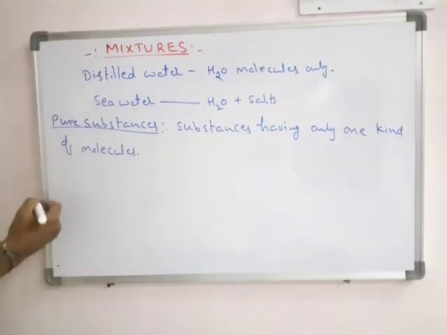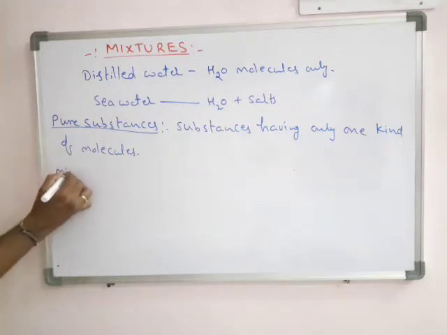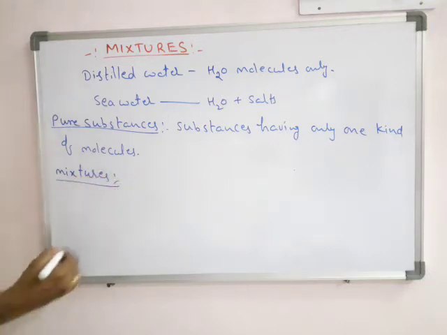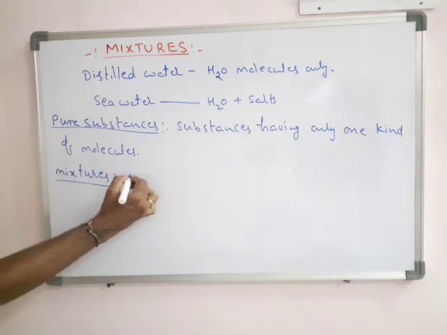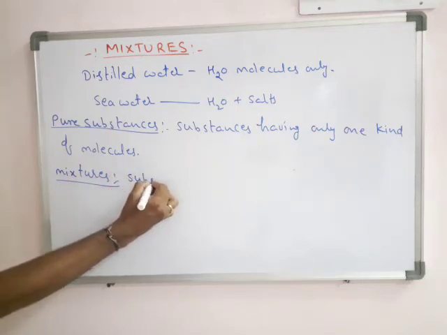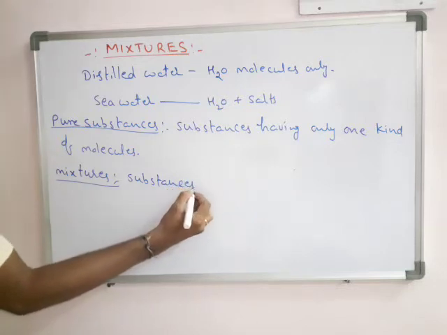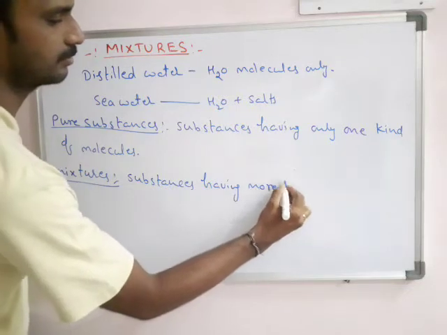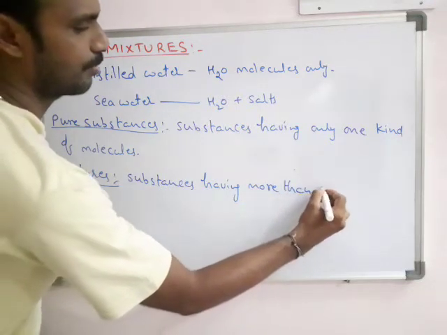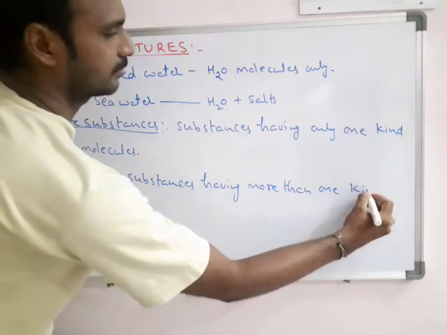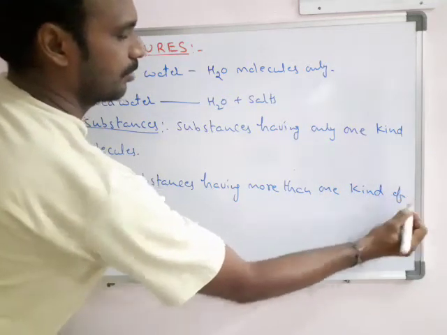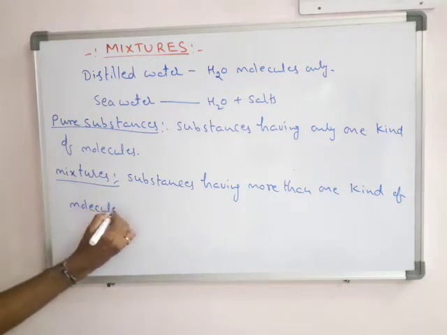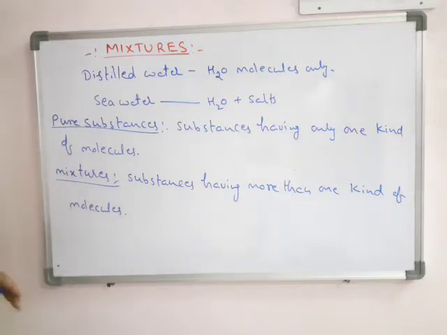For example, mixtures. Our topic starts now. Mixtures means substances having more than one kind of molecules are called mixtures. So now you got the point.